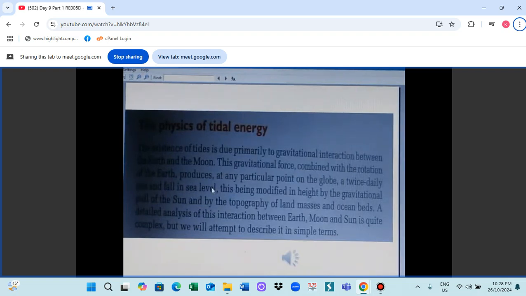And that is due to the primary gravitational interaction between earth and moon. This gravitational force combined with the rotation of the earth produces, at a particular point on the globe, a twice daily rise and fall in the sea level. So this is the tidal energy.